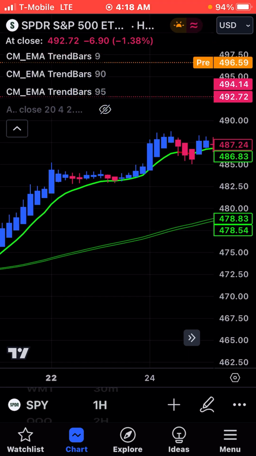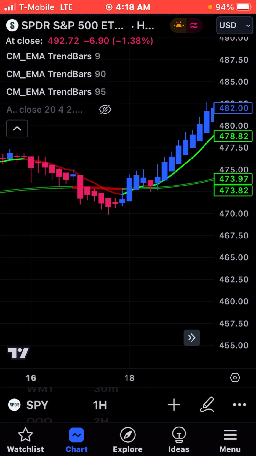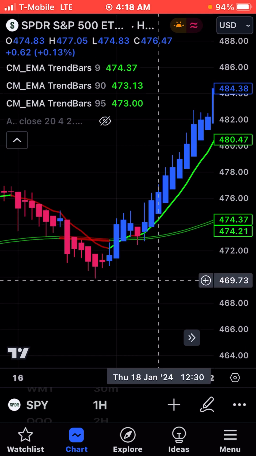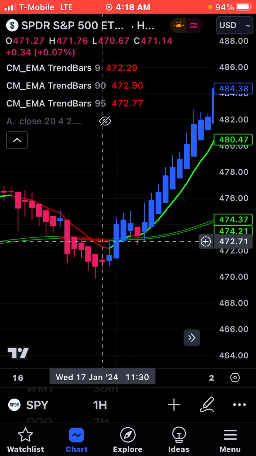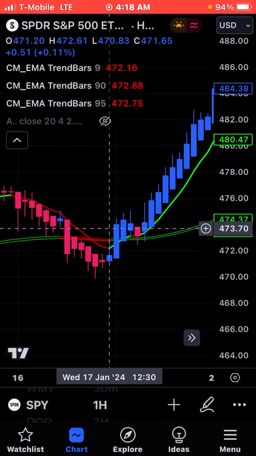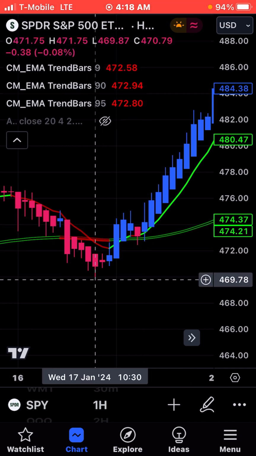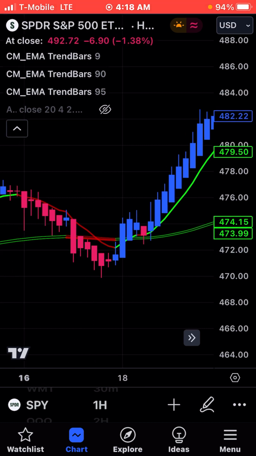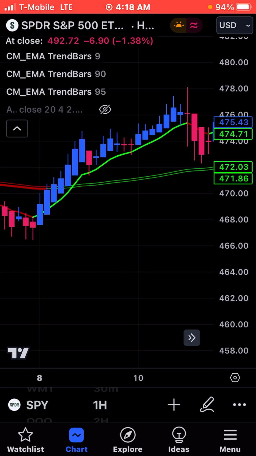So let's look at a couple other examples here. This couple times it wouldn't work. You see it crossing down here, so this is kind of a quick down and up. But I think this is the end of the market. Yeah, this is at the end of a market, so nobody would be able to get in a trade there anyway.